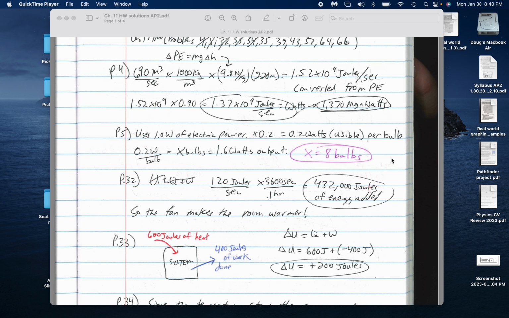Problem 32 ended up being where it says your roommate leaves a 120 watt fan running in your apartment. Over the course of an hour, how much thermal energy does the fan add to the air? It's interesting to think about this because you think of a fan as a cooling thing, and it can cool you, but because it's basically converting electrical energy into mechanical energy and there's some heat waste, this ends up adding 120 joules per second of energy to the air. So times 3,600 seconds in an hour, that's 432,000 joules. So essentially the fan will warm up the room.